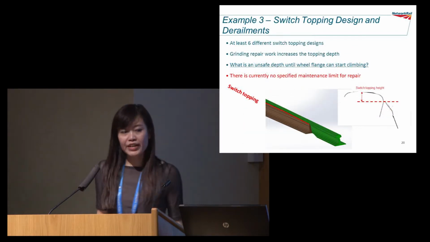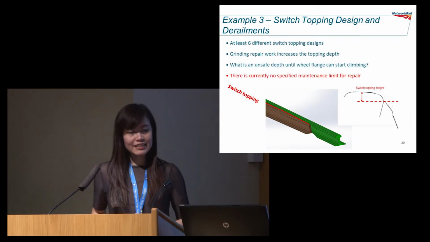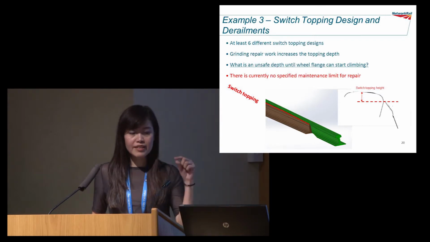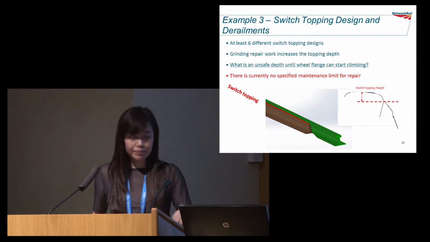So example 3 is the switch topping design and derailments. We have at least 6 different switch topping designs in our suite of S&Cs. The topping design means the relative height between the stock rail and the switch rail.